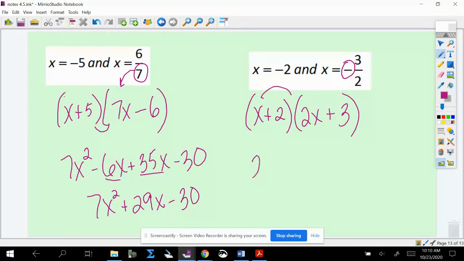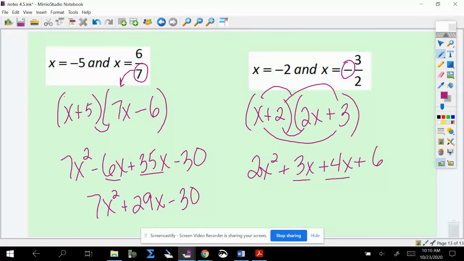So x times 2x is 2x squared. X times 3 is 3x. 2 times 2x is 4x. And 2 times 3 is 6. And then you're going to combine your middle terms to get it in standard form. So you have 2x squared plus 7x plus 6.